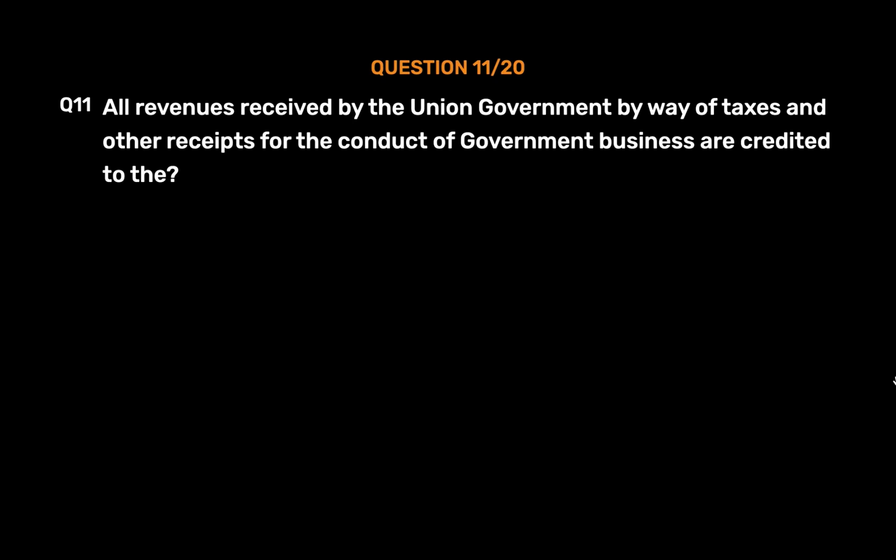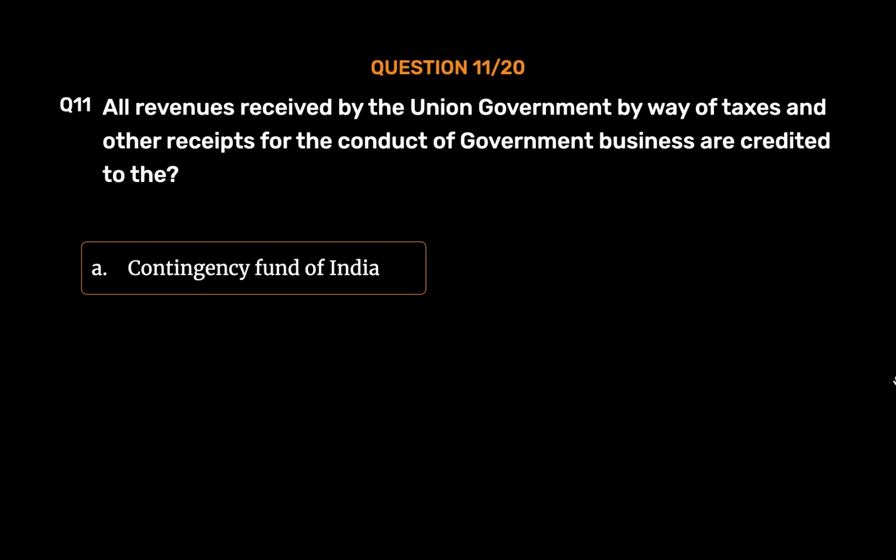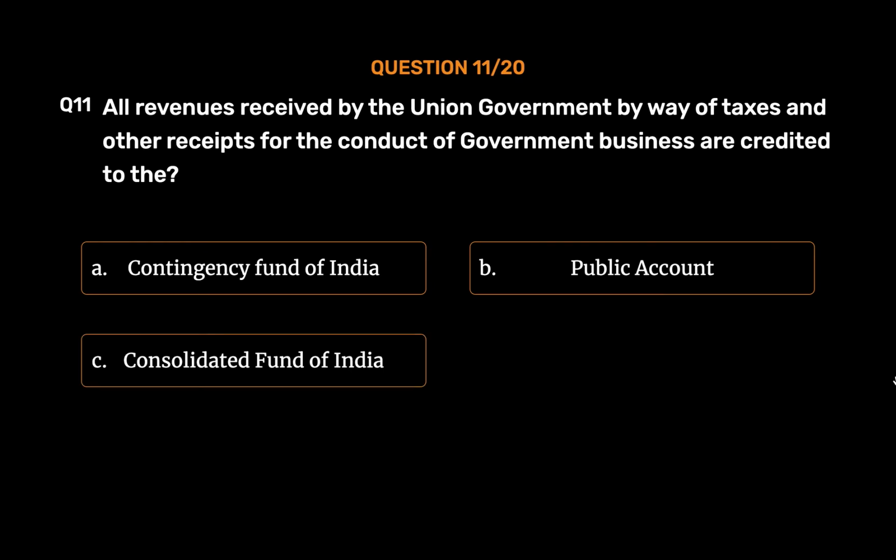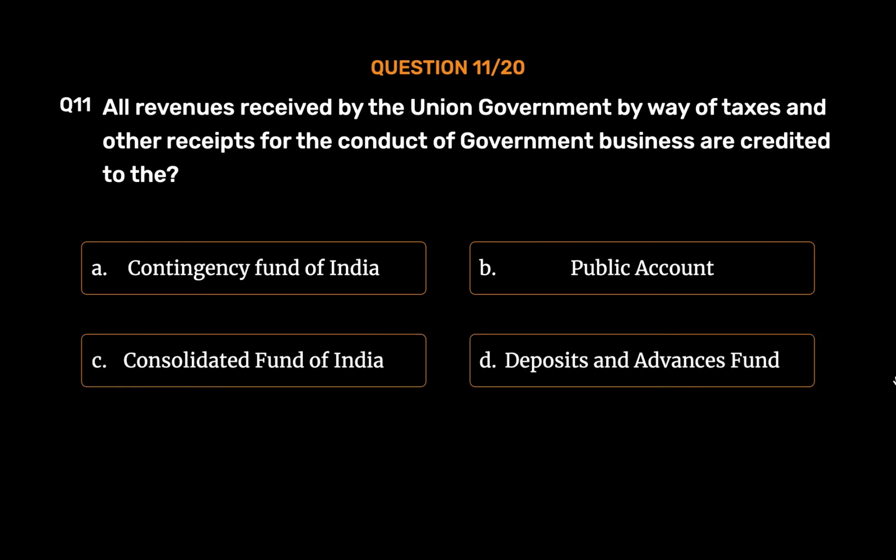Question number 11. All revenues received by the Union government by way of taxes and other receipts for the conduct of government business are credited to the Option A. Contingency Fund of India. Option B. Public account. Option C. Consolidated Fund of India. Option D. Deposits and Advances Fund. The correct answer is Option C.